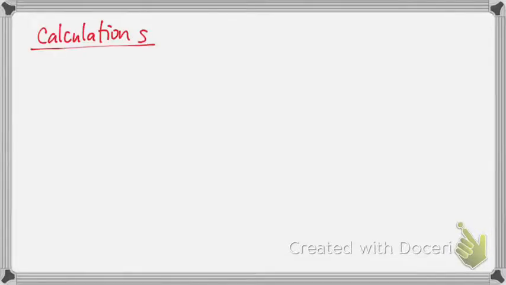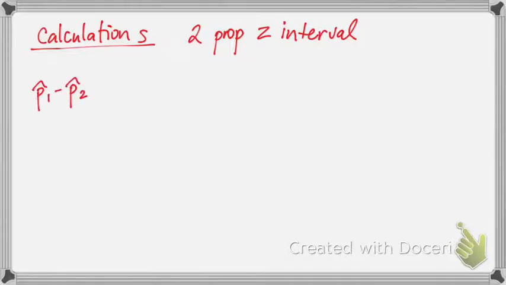The name of this test, can anyone guess? 2 prop Z test. No? Z interval. So we're doing an interval. 2 prop Z interval. The formula by itself, you're finding the point estimate, which is the difference. So p hat 1 minus p hat 2 plus or minus Z star square root, and then you're adding the two standard deviations together.